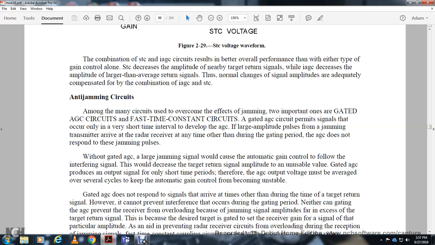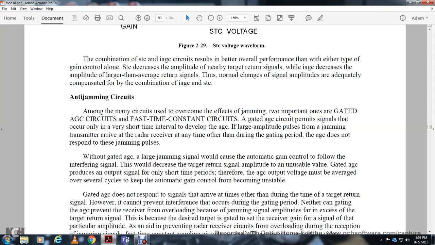The two important ones are the gated automatic gain control circuit and the fast time constant circuit. The gated automatic gain control circuit permits the signal to develop the automatic gain control only for a very short time interval. The large amplitude pulse from the jamming transmitter arrives at the radar receiver at any time other than during the gating period, so the automatic gain control does not respond to these jamming pulses. Without the gated automatic gain control, the large jamming signal would cause the automatic gain control to follow the interfering signal, which would decrease the target return signal amplitude to an unusable value.